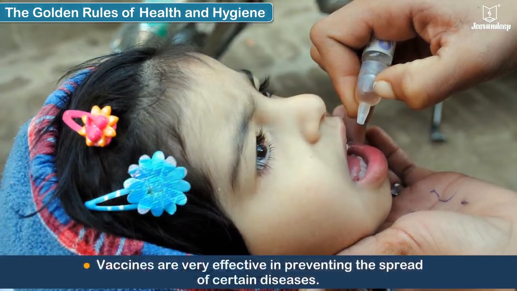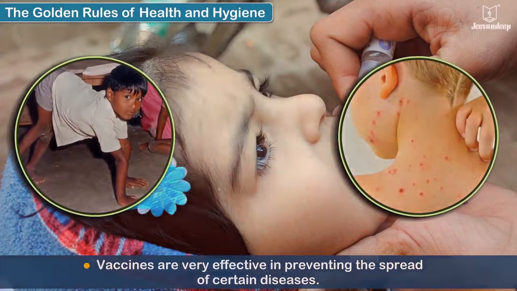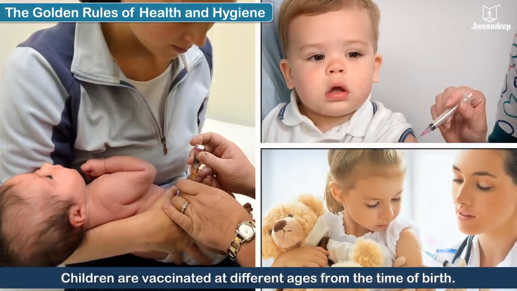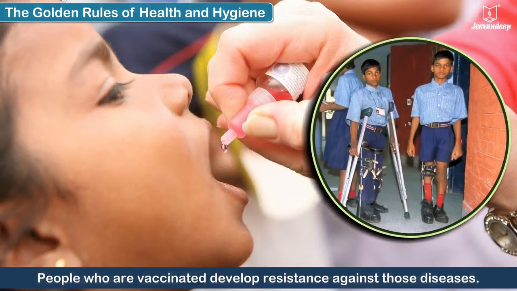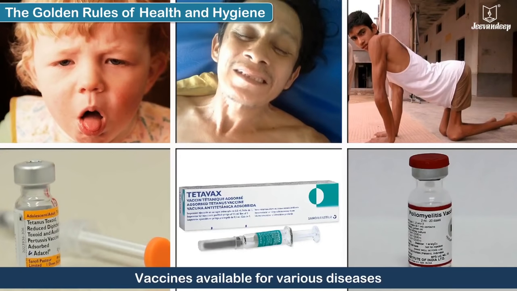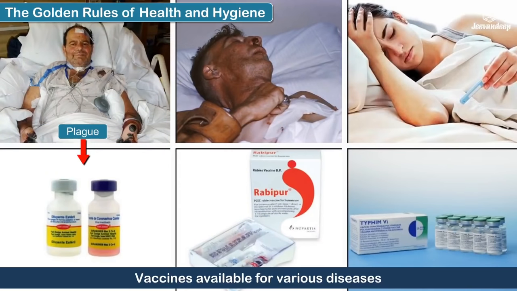Vaccines are very effective in preventing the spread of certain diseases. Children are vaccinated at different ages from the time of birth. People who are vaccinated develop resistance against those diseases. Vaccines are available for diseases like whooping cough, tetanus, polio, plague, rabies, and typhoid.